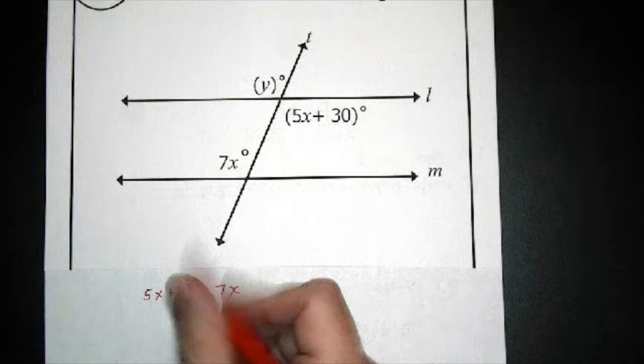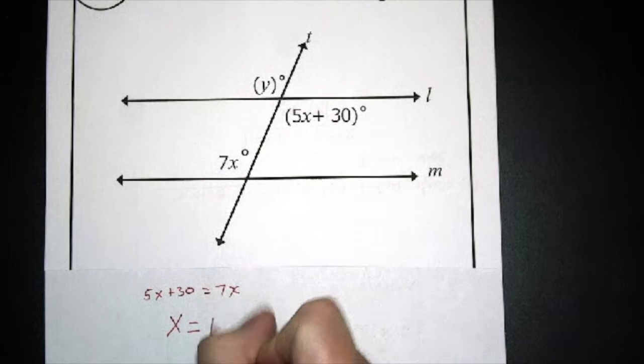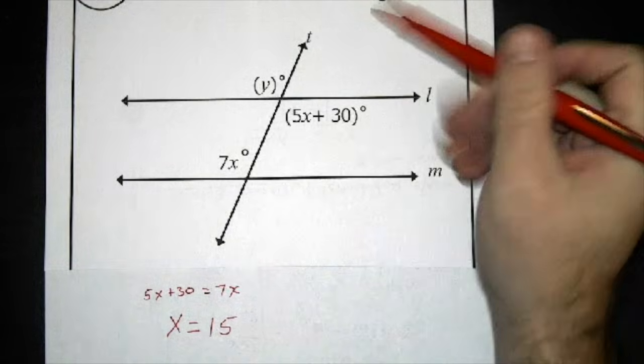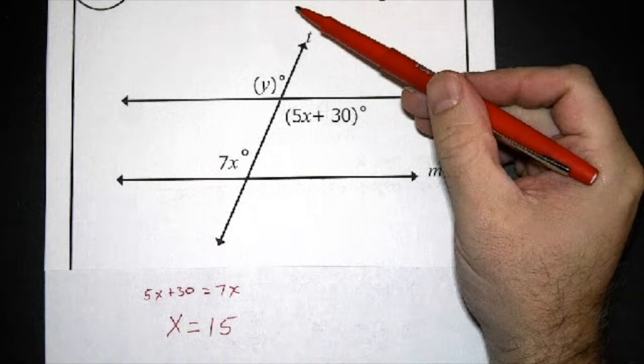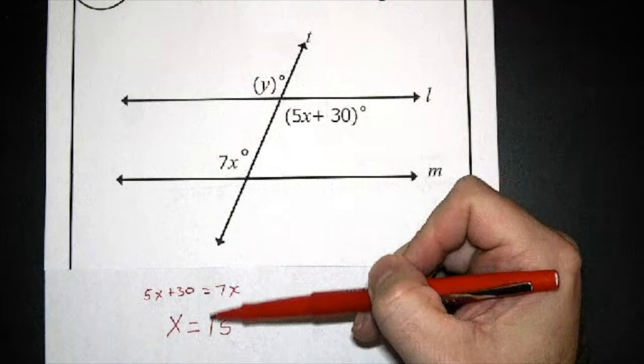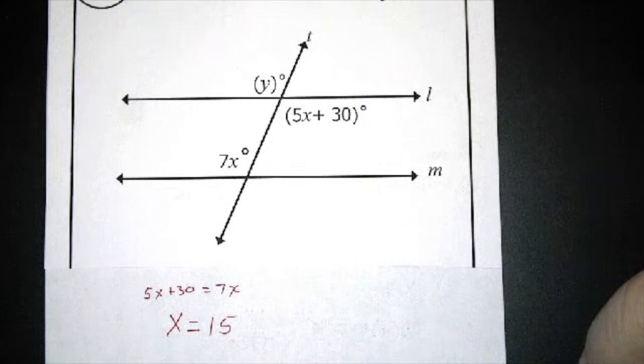And when you do solve, you're going to come up with x is equal to 15. Now remember, I have to go back and read what they're asking me for. They're asking me to find the value of y. Well, I have found the value of x, so I'm not done. Don't stop there.